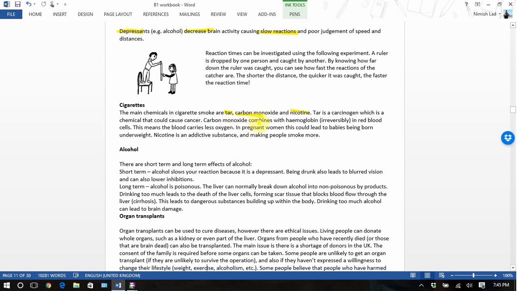Carbon monoxide combines with hemoglobin, and that's an irreversible combination in red blood cells. This means that the blood carries less oxygen, so that could lead to death. In pregnant women, this could lead to babies being born underweight. Nicotine is an addictive substance and makes people smoke more. So nicotine is the bit that's addictive in cigarettes.